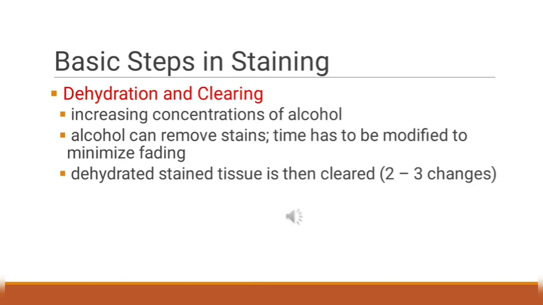Next, we have dehydration and clearing. Dehydration is done using graded alcohols from 70% to absolute alcohol. Dehydrating alcohol can remove some of the stains, so time has to be suitably modified to minimize fading. Since alcohol is miscible in xylene, it is used for clearing the sections. Any sections from which water has not been completely removed would give a milky appearance after the first xylene. Such sections should be returned to absolute alcohol and the process is repeated.